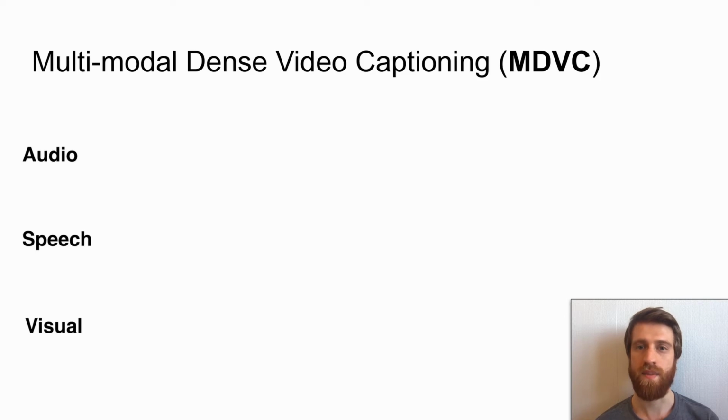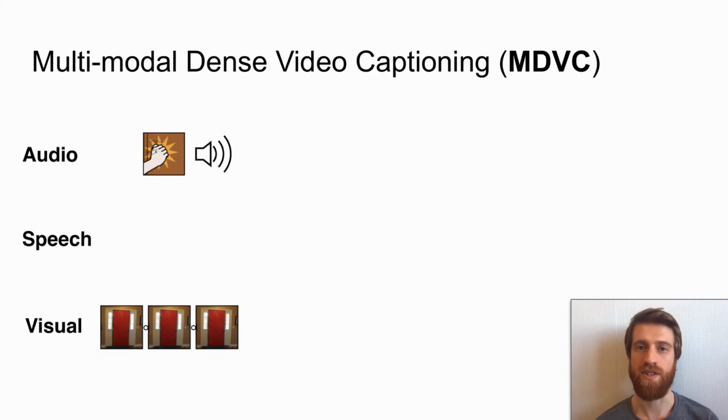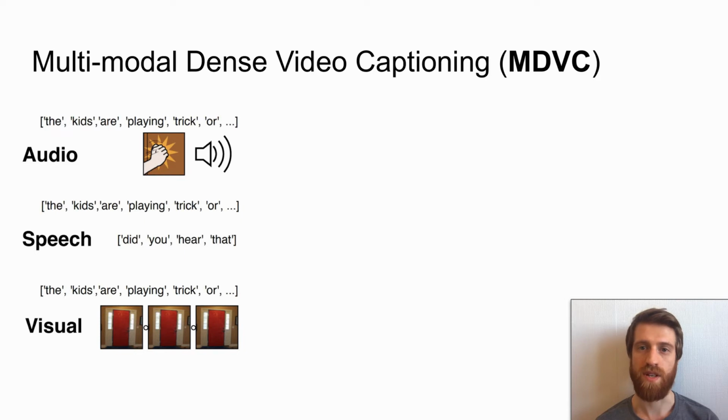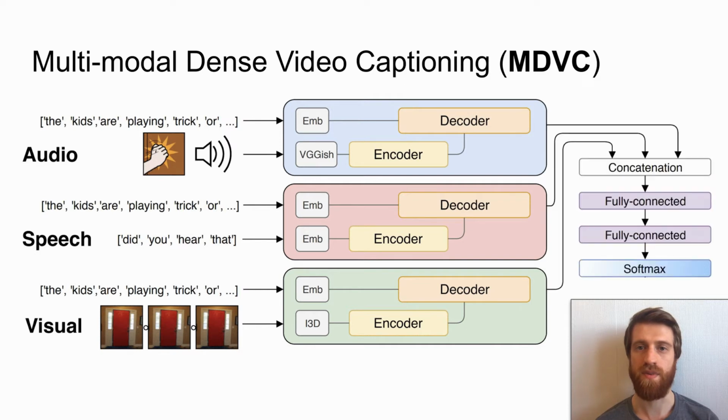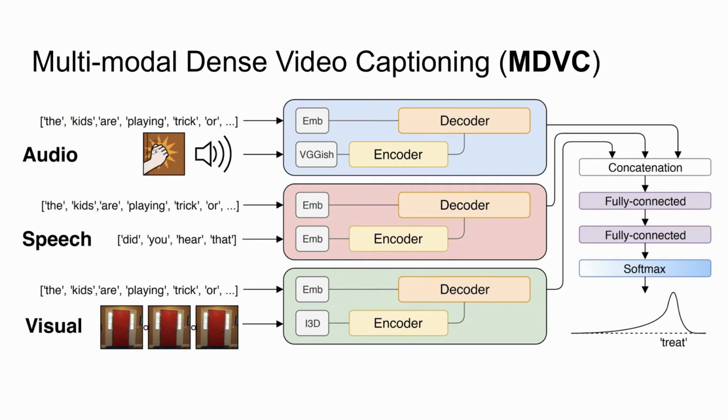To this end, we propose a multimodal dense video captioning module. The model inputs the features from audio, visual, and speech modalities, as well as the previous sequence of caption words. It processes the inputs in the corresponding encoder-decoder blocks. All three outputs are then fused in the multimodal generator, which models the distribution for the next caption word. Note that our model is not limited to three modalities and can handle any number of them.